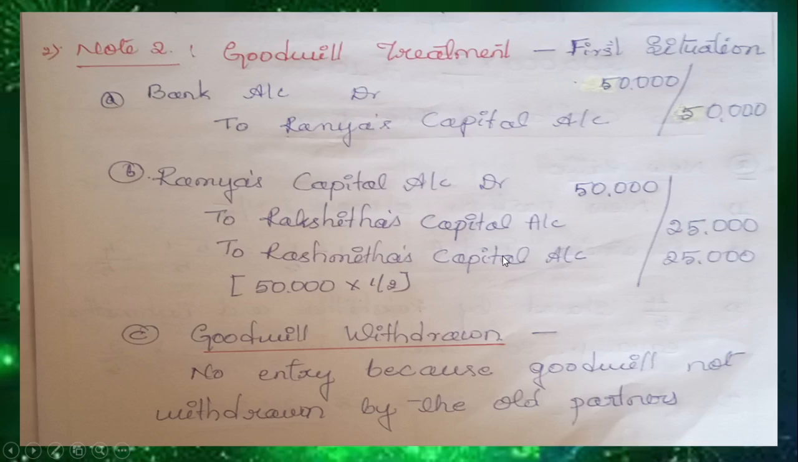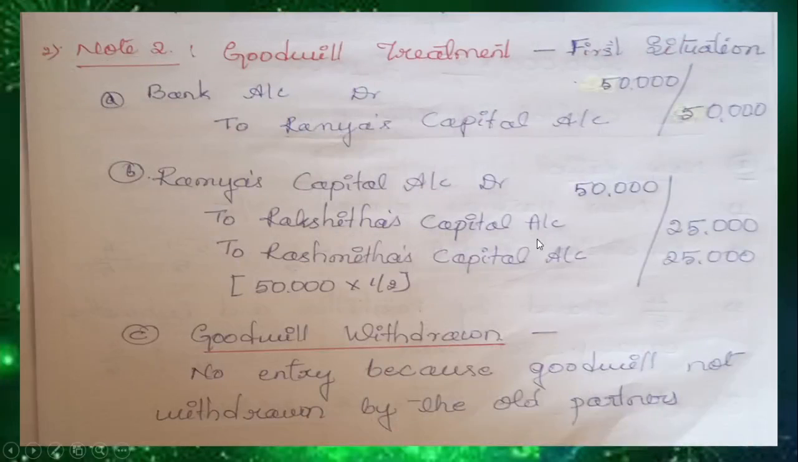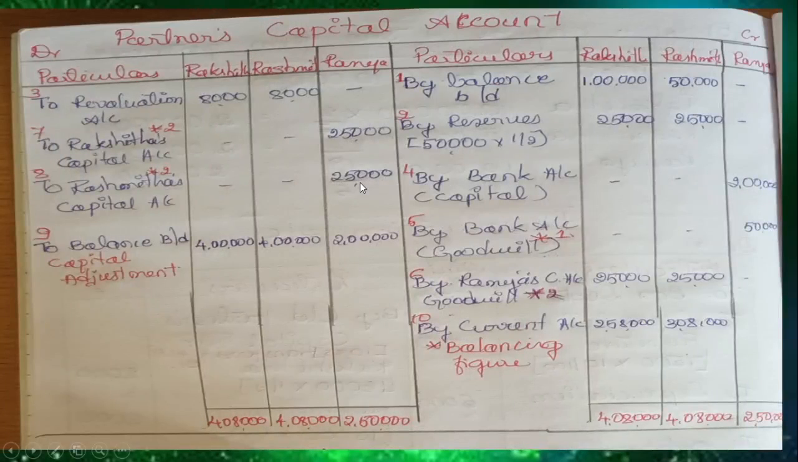And the next entry is Ramya's capital account debits to Rakshita's capital account and to Rashmita's capital account. Here we have to pass two entries. Ramya's capital account should get debited. So here, on Ramya's capital account debit side, we have to record 25,000 and 25,000.